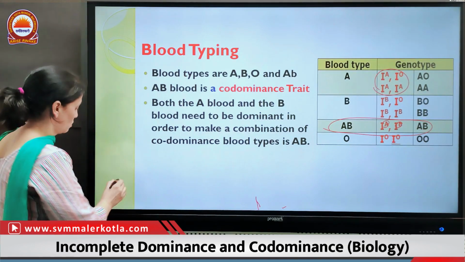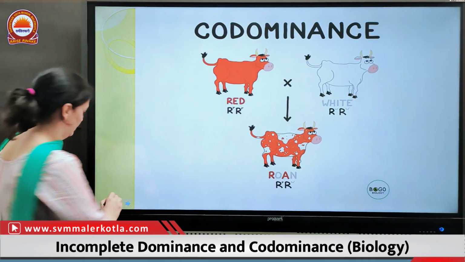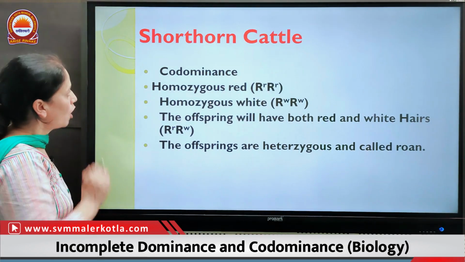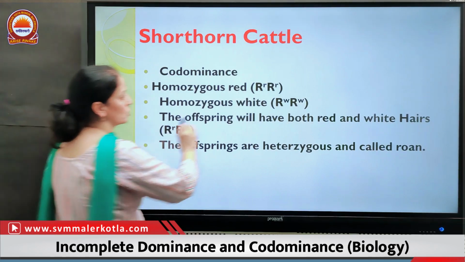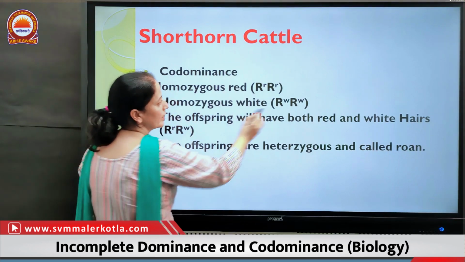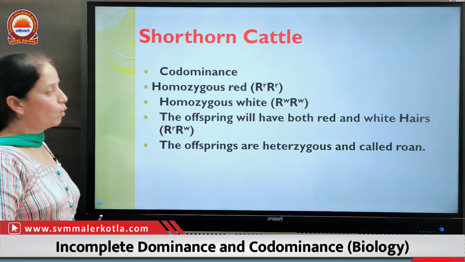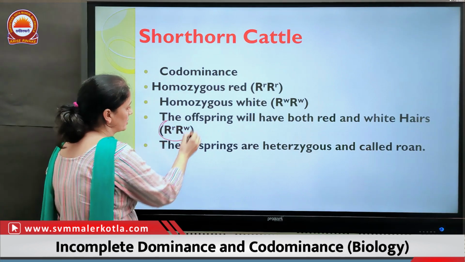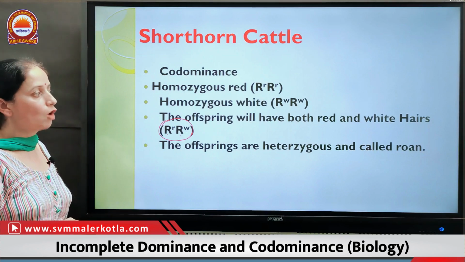Another example of codominance is the shorthorn cattle. Shorthorn cattle show codominance. These have a homozygous condition. For red it is RR, homozygous. For white it is represented as WW. The offspring will have both red and white hairs. We represent the offspring by RW. The offspring are heterozygous and called roan.